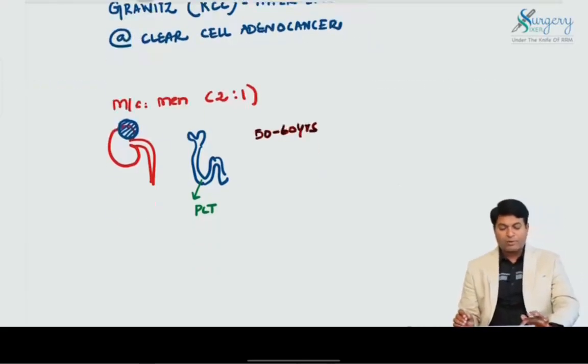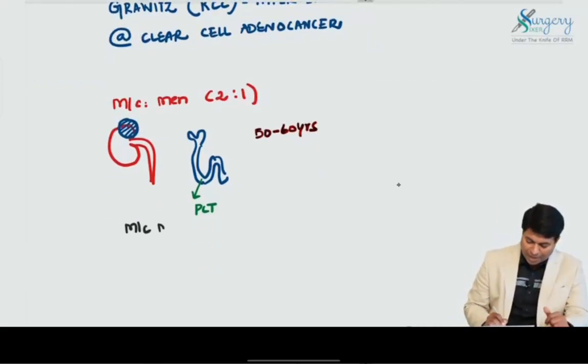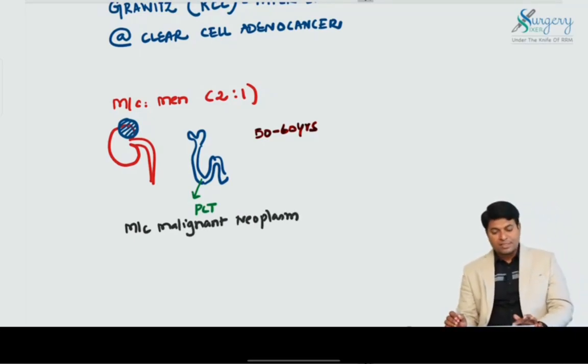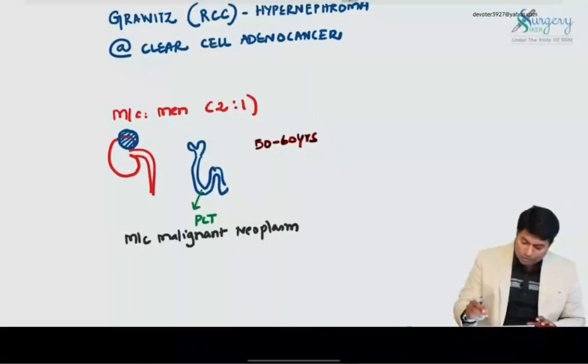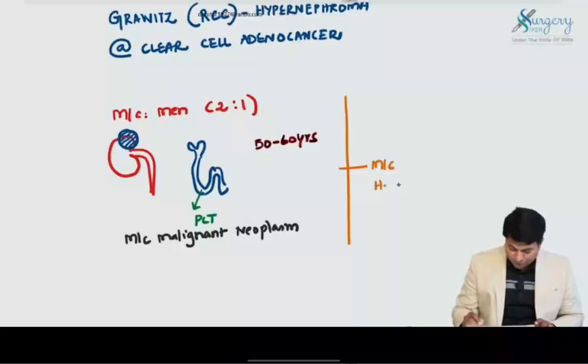RCC is the most common malignant neoplasm of the kidney. Otherwise there is no other malignant neoplasm except RCC in the kidney. So it is most common in men, most common in the upper pole, most commonly arises from the proximal convoluted tubule, most common in the age group of 50 to 60 years, and the most common presentation is hematuria.